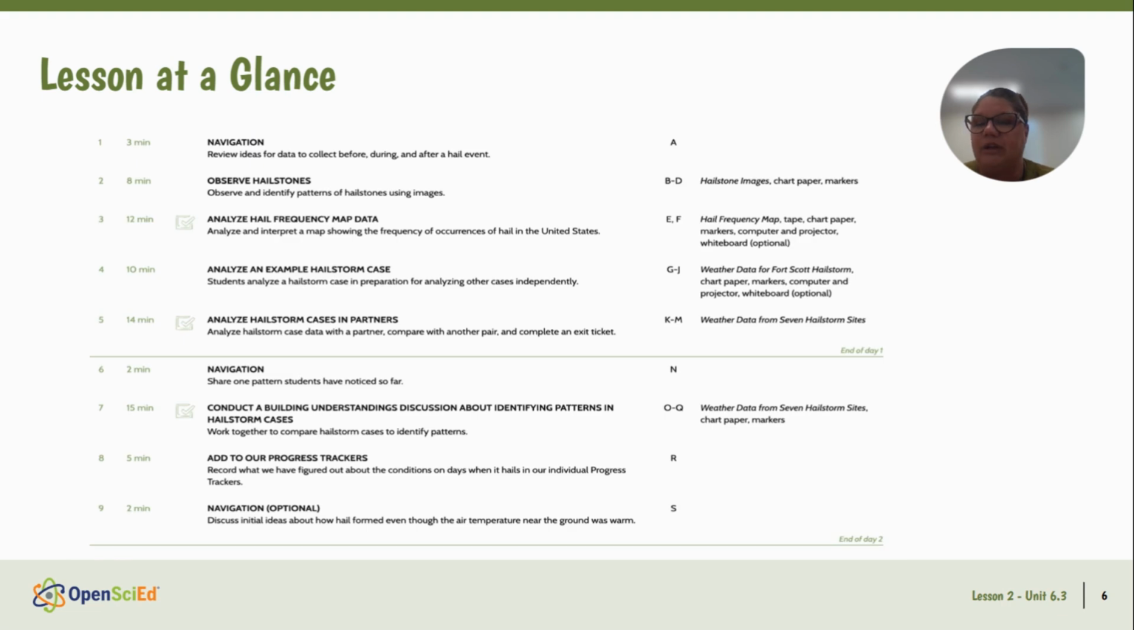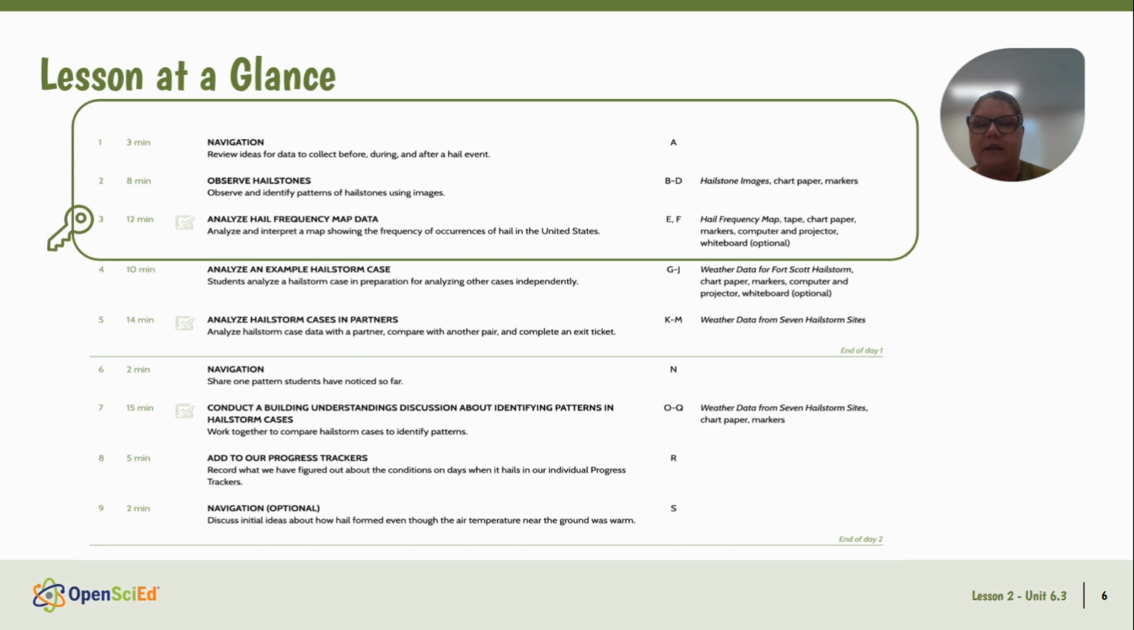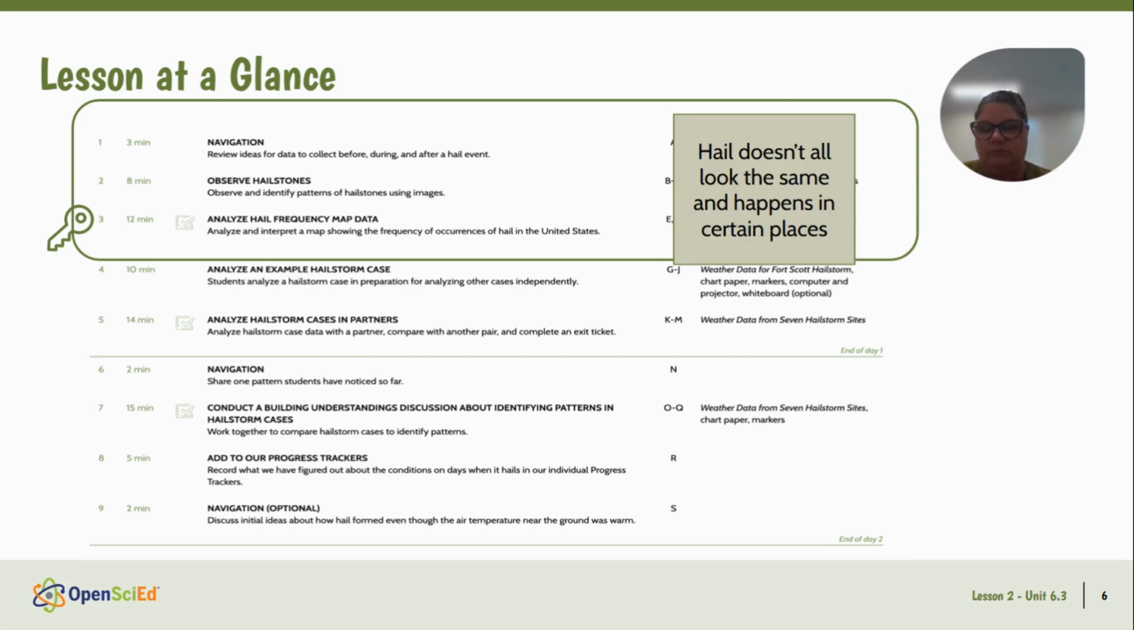There are 2 big sections of this lesson. The first piece is looking at some of the hail pictures close up to make some notices and wonders about the hailstones themselves. They also look at a hail frequency map, and they notice that the hail doesn't all look exactly the same and that there are some places where it happens much more often than others. So we want to push to know why.